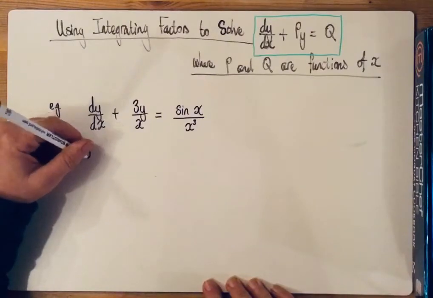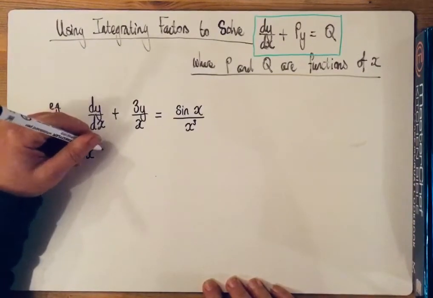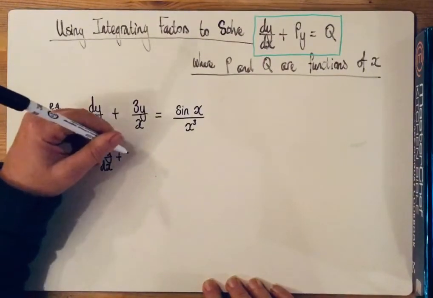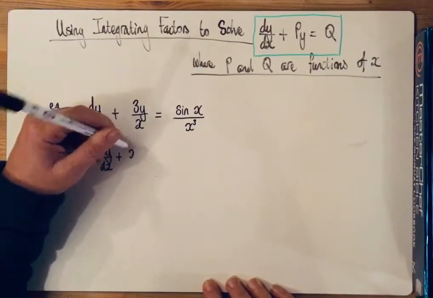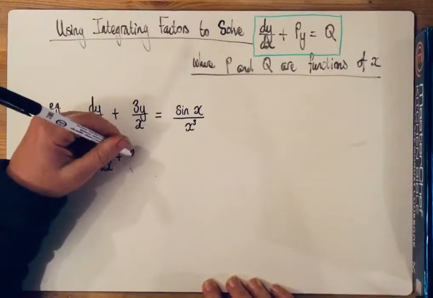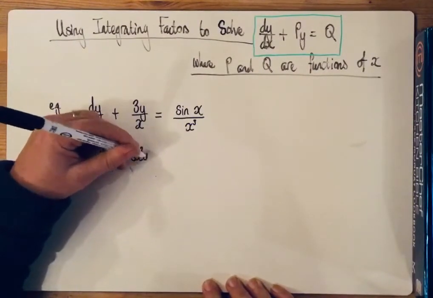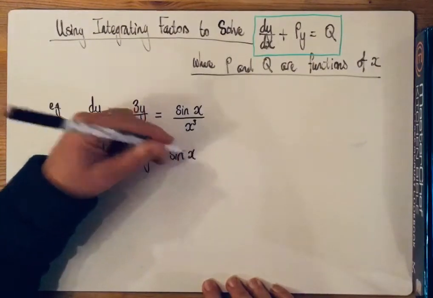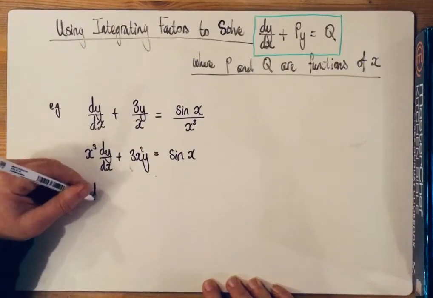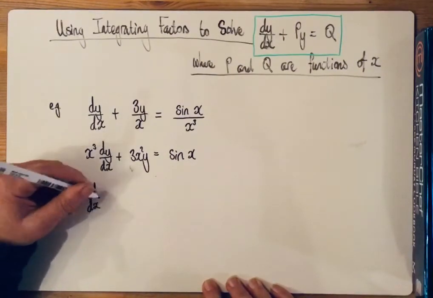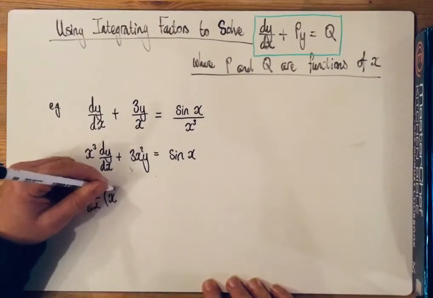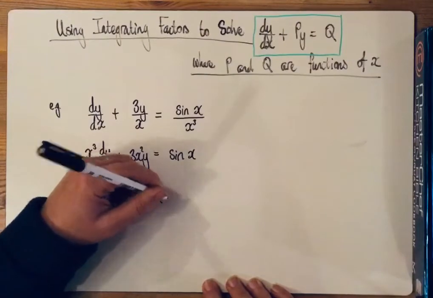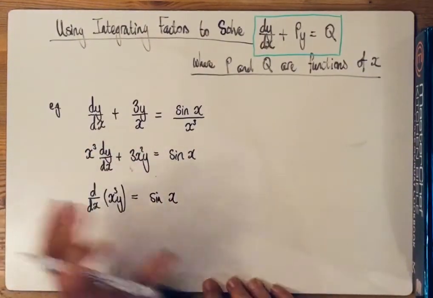So we can do x cubed dy/dx plus 3x squared y is equal to sin x. And then if you differentiate x cubed y with respect to x, that takes you to there, and then you can integrate both sides to solve it.